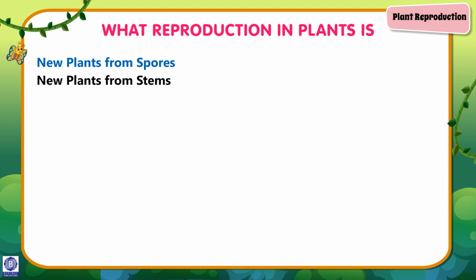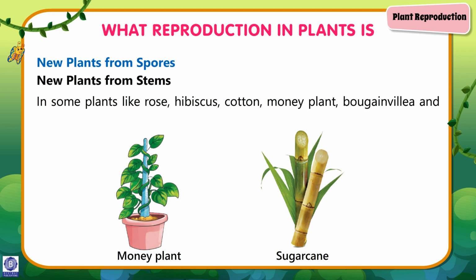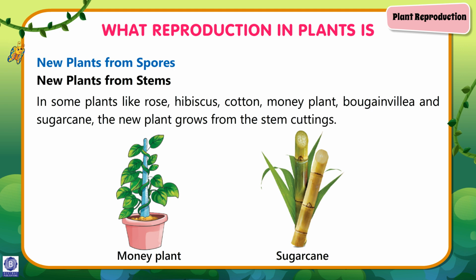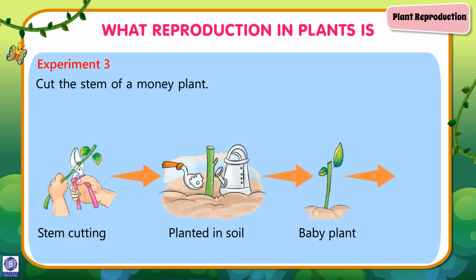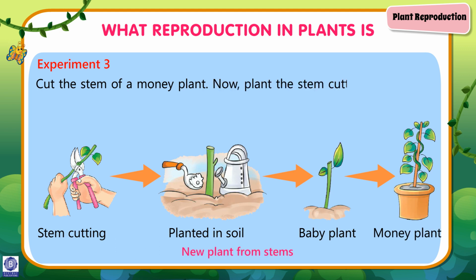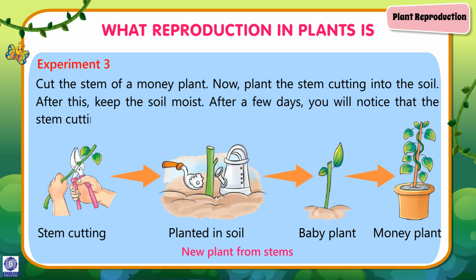New plants from stems. In some plants like rose, hibiscus, cotton, money plant, bougainvillea, and sugarcane, the new plant grows from the stem cuttings. Experiment 3. Cut the stem of a money plant. Now plant the stem cutting into the soil. After this, keep the soil moist. After a few days, you will notice that the stem cutting grows into a new plant.